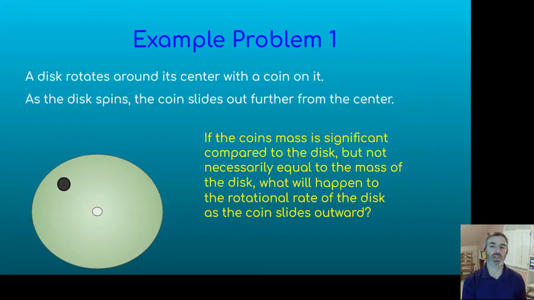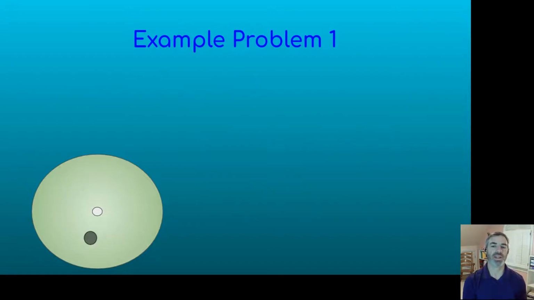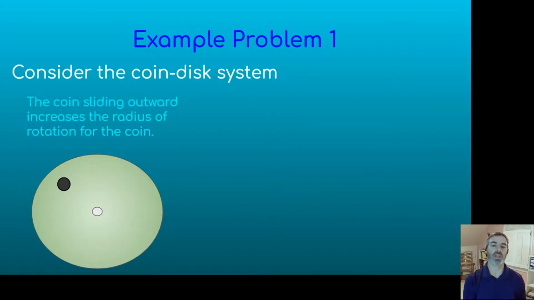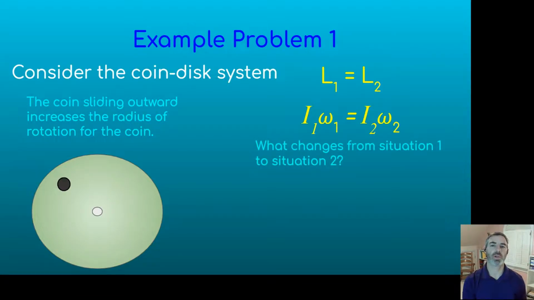If we consider the coin-disc system, as the coin slides outwards, it increases the radius of rotation for the coin. We know that in this situation, there's no external torque because it's just a coin and a disc sliding together. So that means the angular momentum is conserved. The initial situation is going to equal the final situation. We can substitute those equations in: I omega for the first situation equals rotational inertia times the angular velocity for the second. So what changes from situation one to situation two?